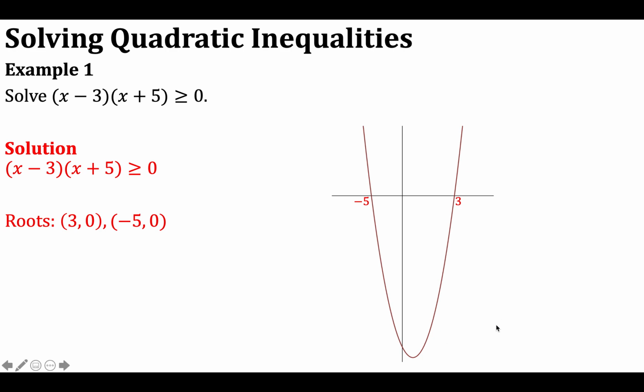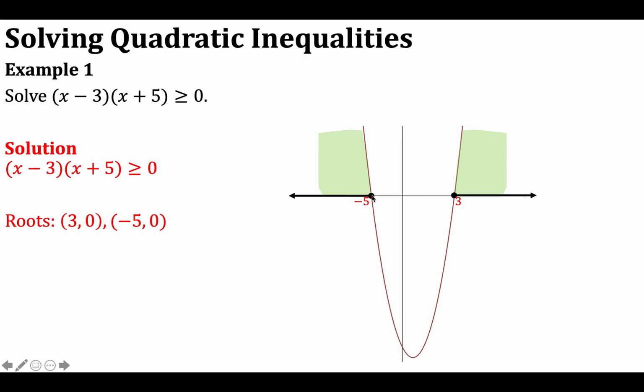So we've sketched our parabola, and we want to know where this parabola will be greater than or equal to 0. So that is these areas here, that's where it's greater than or equal to 0. And we need to look specifically at the x values where that occurs. Remember, we have an inequality involving x, so where does that happen? And that's in these places.